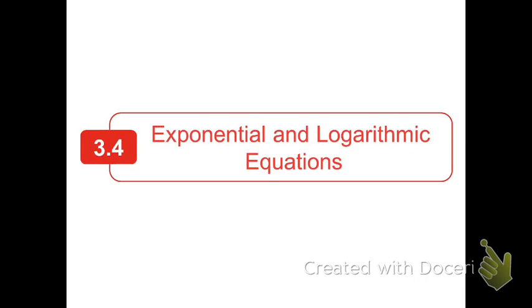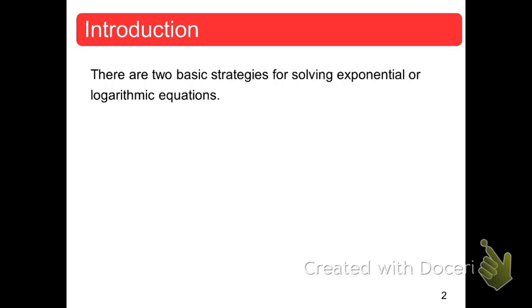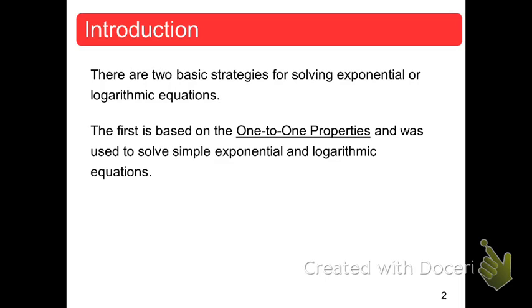We're now going to look at the last section, 3.4. We've looked at exponential and logarithmic equations, but we're going to look at them as a whole by using the one-to-one and inverse properties. There are going to be two basic strategies that we're going to use for solving these exponential and log equations. The first one is based on the one-to-one property, which we've seen, and we use this to solve simple exponential and logarithmic equations.